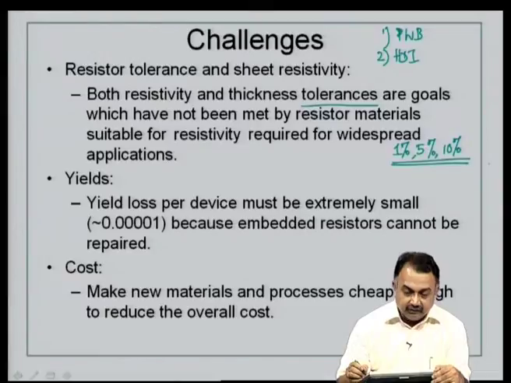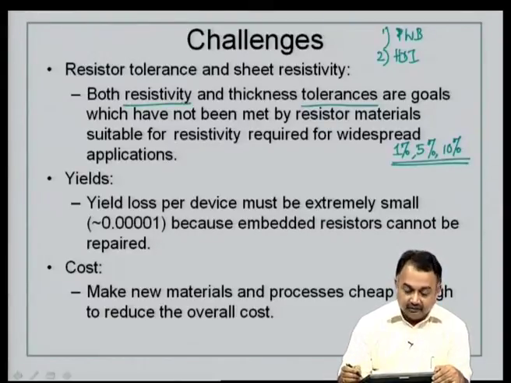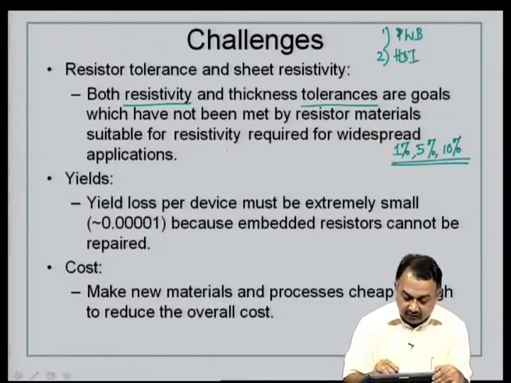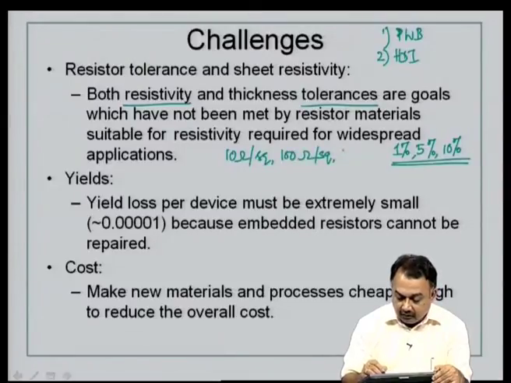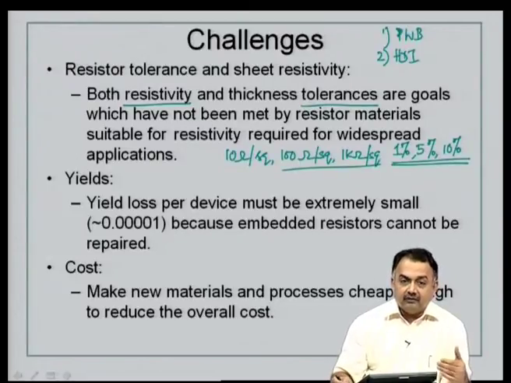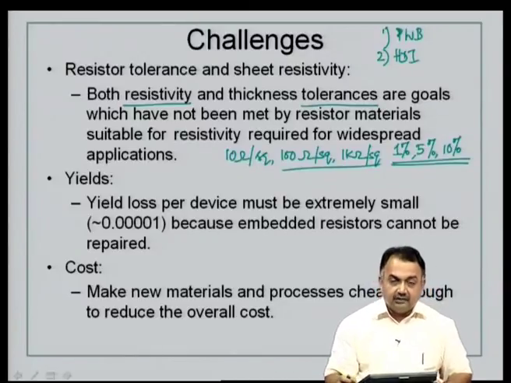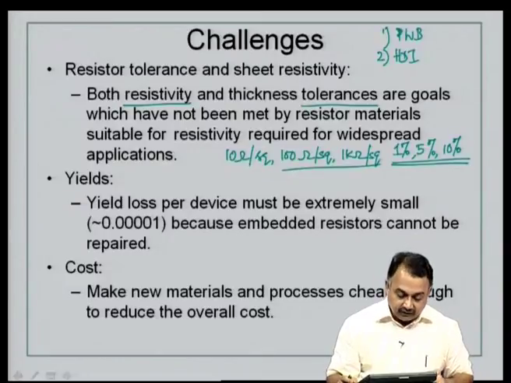So, both resistivity, when we say resistivity, it is the sheet resistivity. So, typically what kind of materials are you going to use? Is it going to be 10 ohms per square or 100 ohms per square, or is it 1k ohms per square, or are you going to use a set of different materials for different layers to achieve a range of resistances that are required for your design.